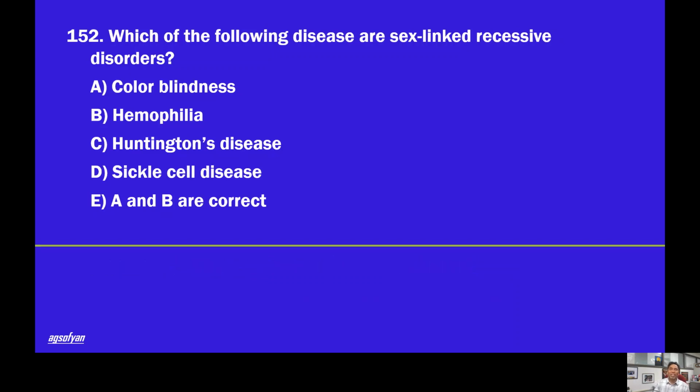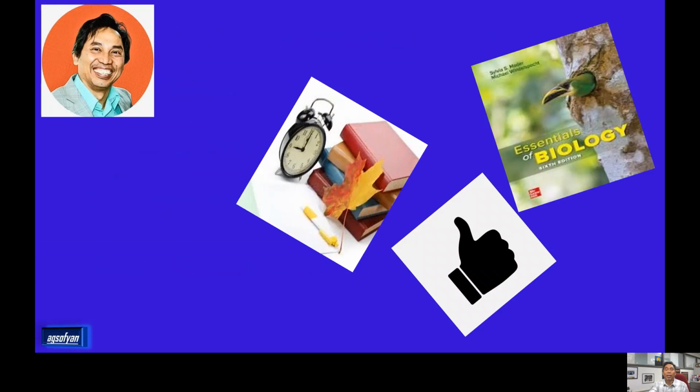Which of the following diseases are sex-linked recessive disorders? Color blindness, hemophilia, Huntington disease, sickle cell disease, or A and B are correct. Yes, the answer will be color blindness and hemophilia, which is A and B are correct. So they are sex-linked recessive disorders.